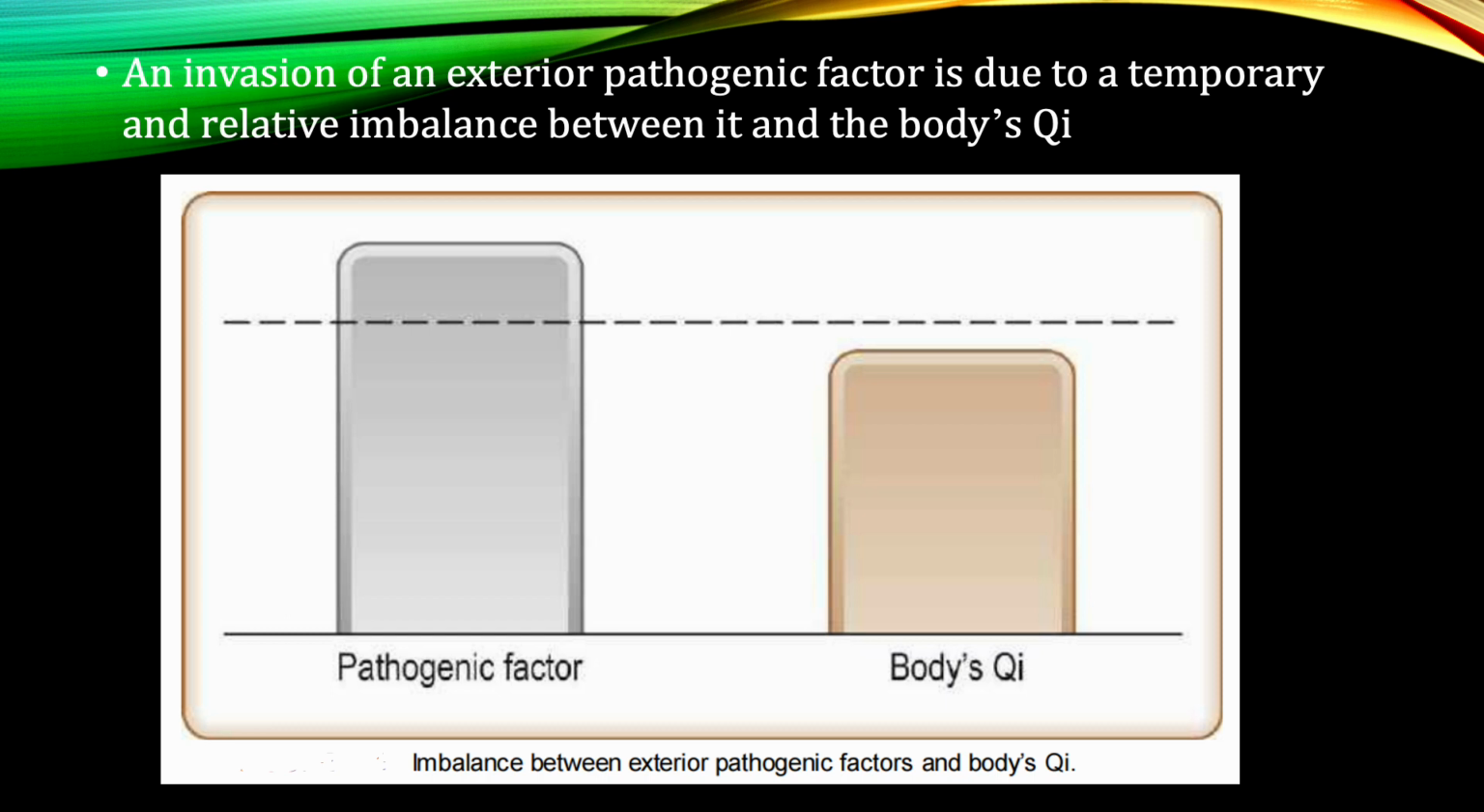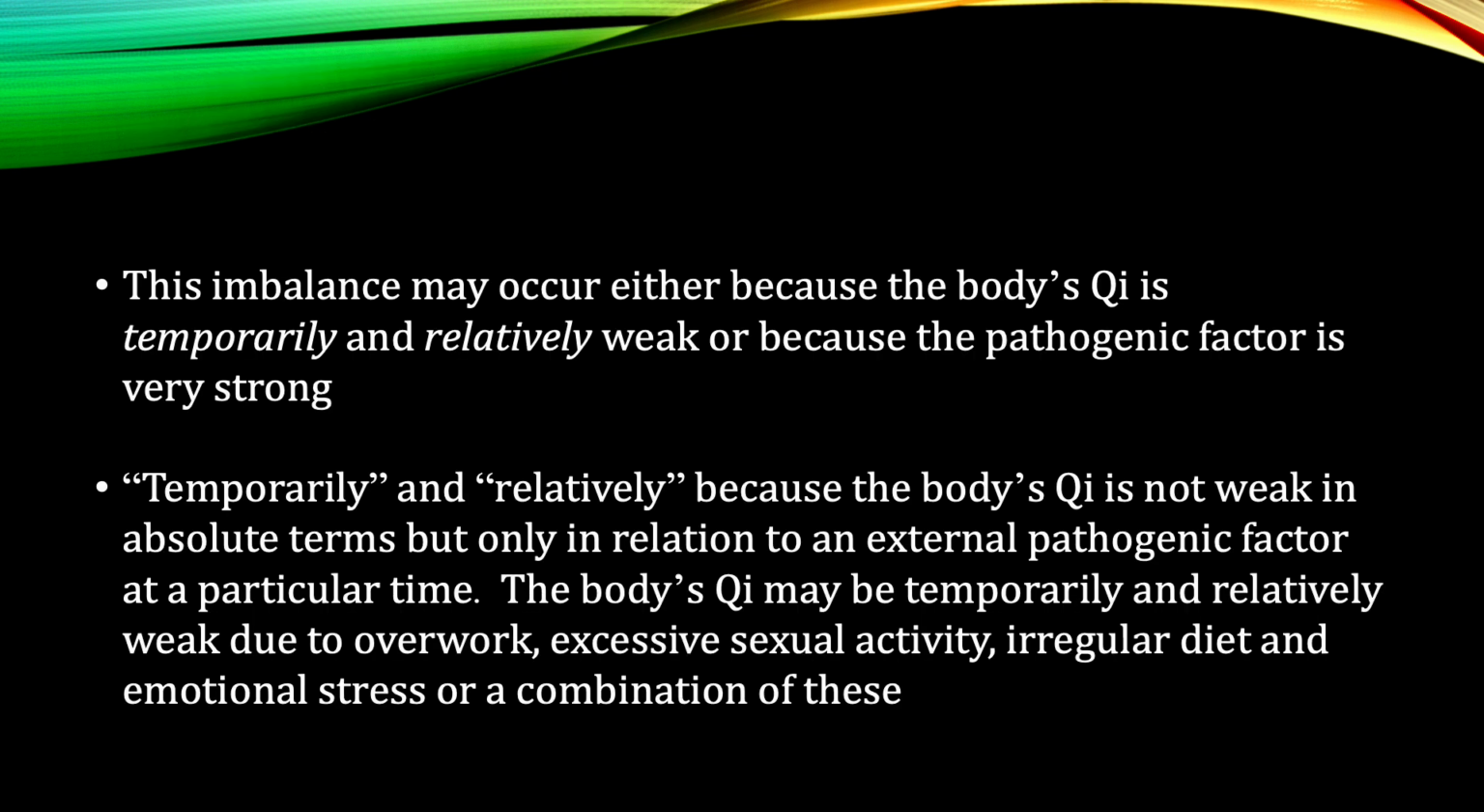An invasion of an exterior pathogenic factor is due to a temporary and relative imbalance between it and the body's qi. This imbalance may occur either because the body's qi is temporarily and relatively weak, or because the pathogenic factor is very strong. Temporarily and relatively because the body's qi is not weak in absolute terms, but only in relation to an external pathogenic factor at a particular time.